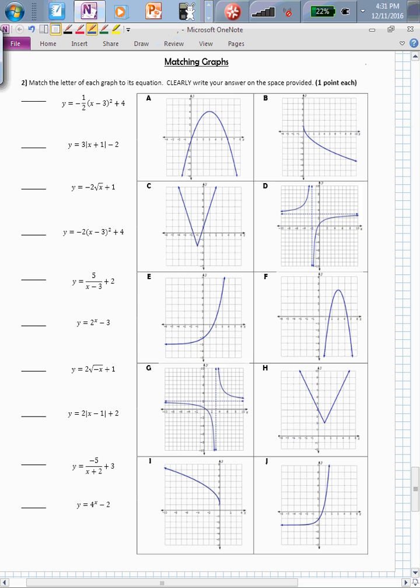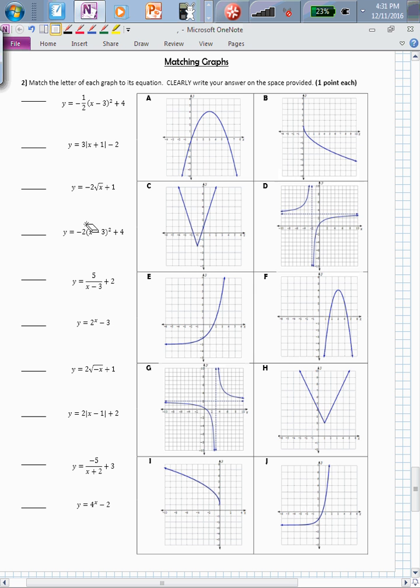Okay, so this one here is a case of process of elimination. We have to look at the graphs here and match them up with these equations on the left. Let's look at the quadratics first. We have one quadratic here, another quadratic, both are negative. Both have the same movement, so the difference we have to be aware of is the compression versus the stretch.